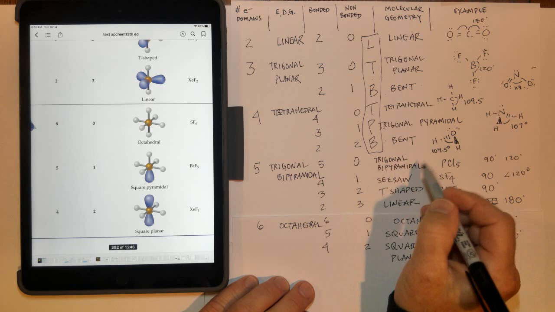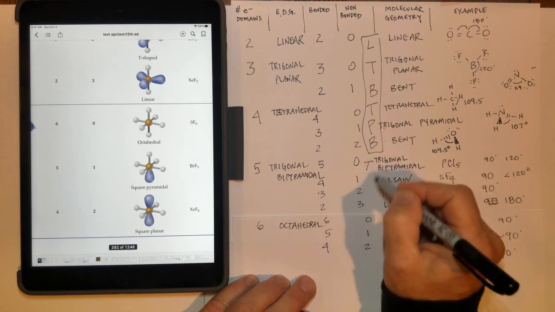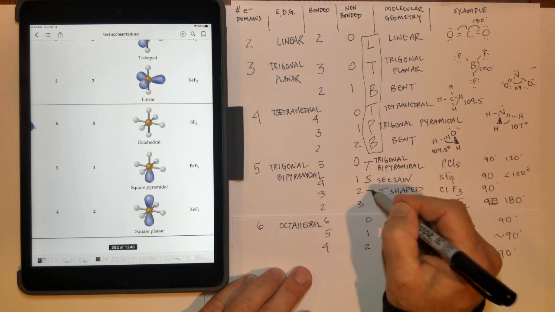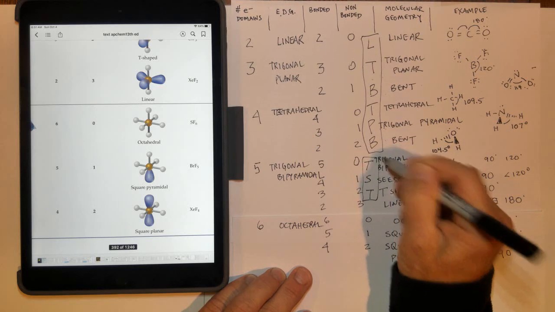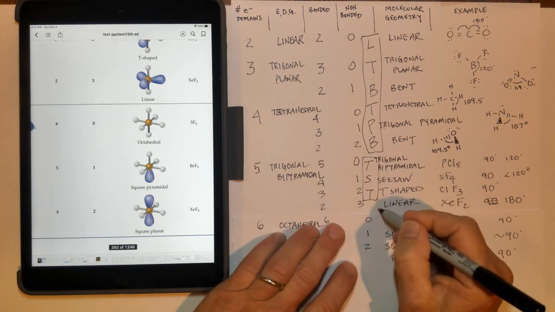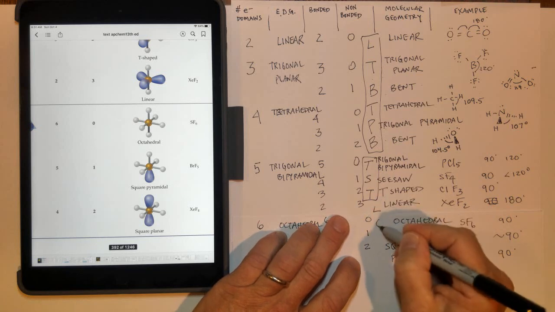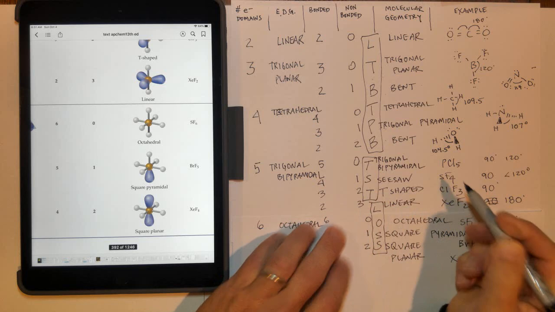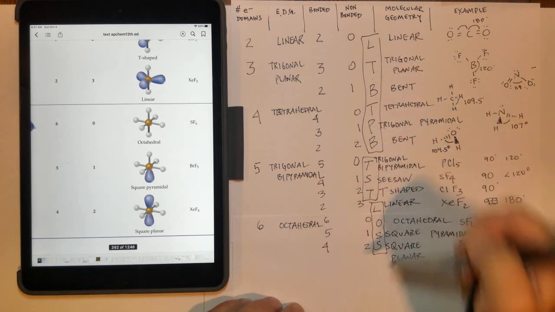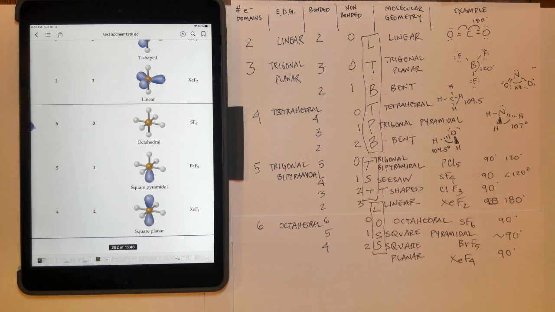And then trigonal bipyramidal is T, S, T: seesaw and T-shaped. So test, spelled wrong. And the reason you spelled it wrong is because it's L-O-S-S, a test loss. So love to be the playboy, test loss. Memorize them. Know your bonded and your non-bonded domains, and you'll be golden for the rest of your chemistry career.